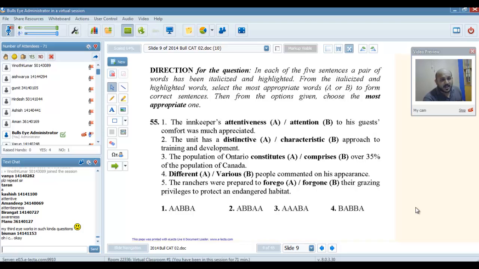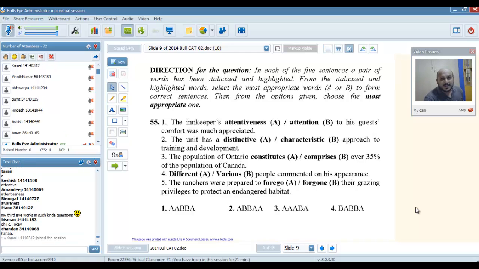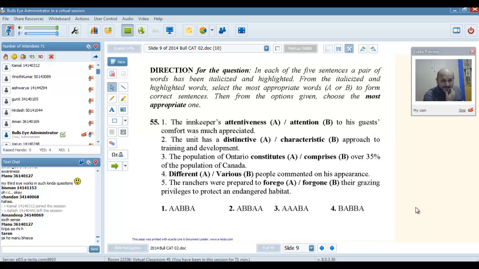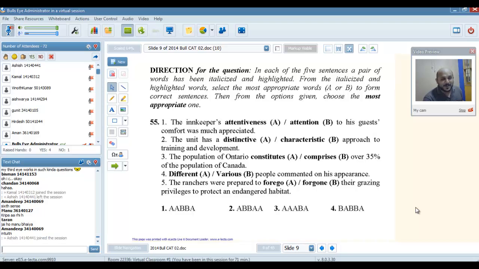Manu says his third eye works in such kind of questions. Whenever the term third eye comes or somebody mentions the third eye, all I can remember is the third eye of Nirmal Baba. So that is what I remember. And it's pretty clear that Manu पर कृपा है, ठीक है? So those of you who know Nirmal Baba, you would get the joke. For the others, it's just useless nonsense that you can skip over. Next question.